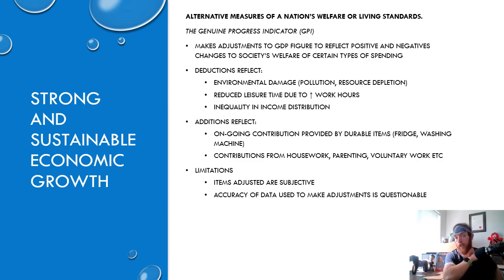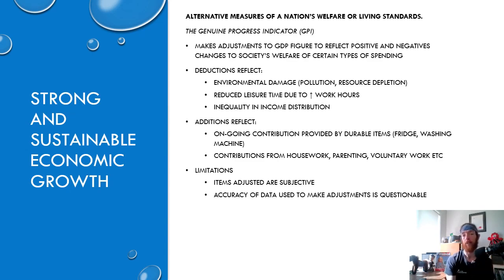If there has been reduced leisure time due to increased work hours, it takes some value away. If there's inequality in income distribution, it takes away some value. And then it adds on to the GDP stats for ongoing contribution provided by durable items. So if you've got a fridge, washing machine, etc. that you've bought that is still lasting and giving you benefit within your homes, they will add on value for that each year because that's durability that is helping you out. Something you bought and contributed to GDP years ago is still contributing.